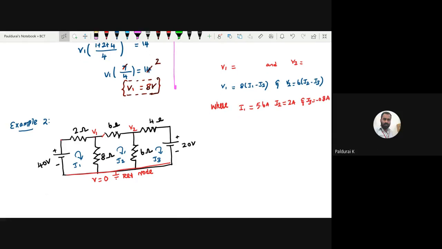Okay. So now what is V1? Therefore V1, by that formula, is 8 times (I1 5.6 minus I2 2). How much, ma? 8 times 3.6.